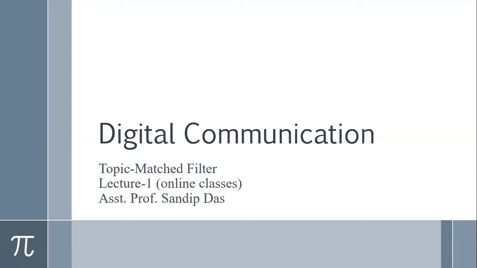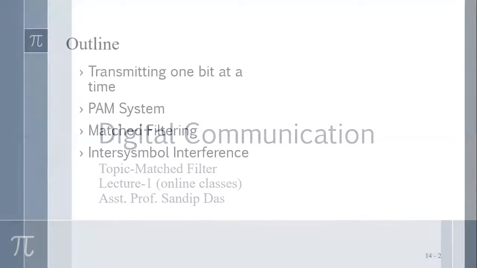So we'll start with this receiver section, and then we will see how we can optimize the receiver side so that we can detect the pulse correctly. Today we will start with the matched filter.